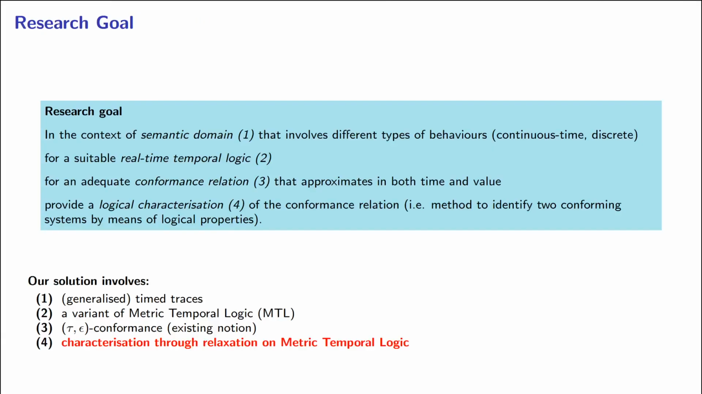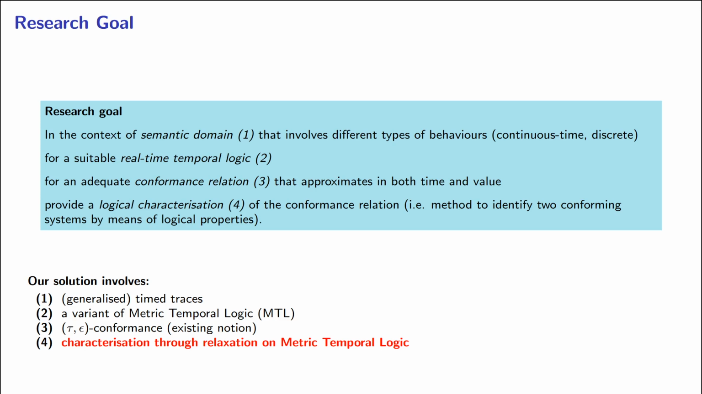So at this point, we can state our general research goal. First, we want to settle on a semantic domain that caters for different types of system behaviors, both continuous time and discrete. So we also need a suitable real-time temporal logic and a conformance relation that allows for disturbances in both time and value. And having those, we would like to provide a logical characterization of the conformance relation in the chosen logic. So we want to provide a method to identify two conforming systems by means of logical properties that they satisfy.